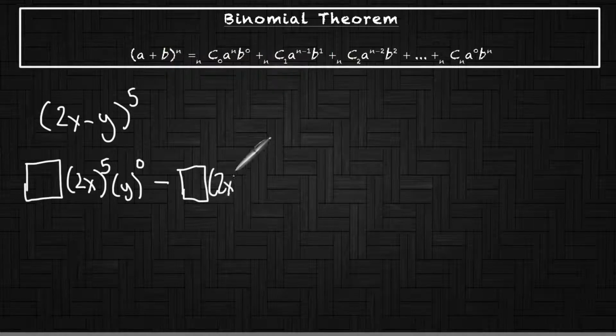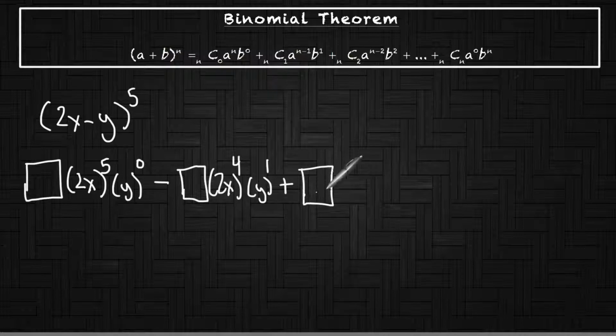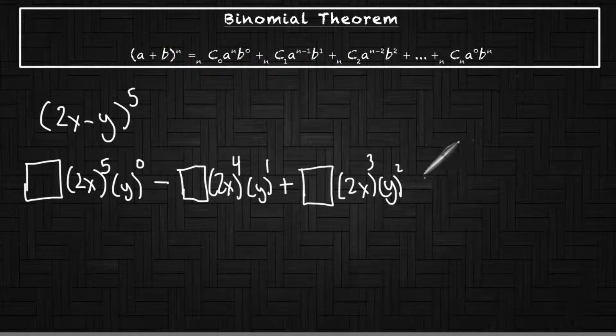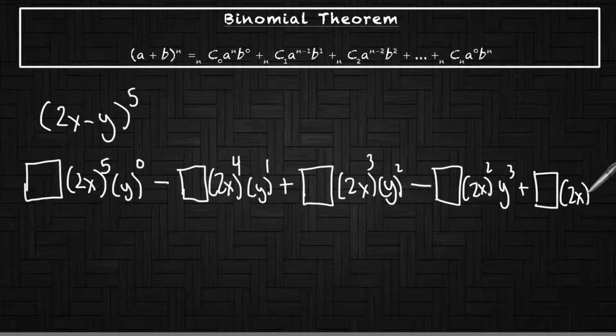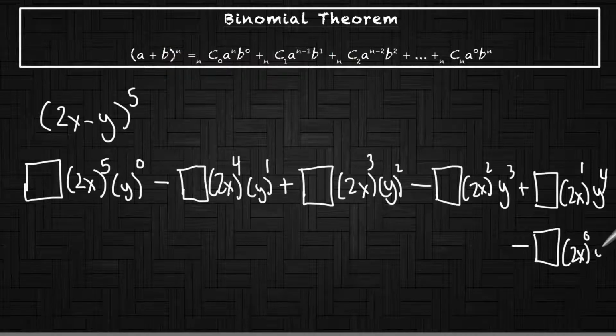And then we're going to have (2x) to the 4th. Make sure you put the 2x in parentheses. You'll see why in a moment. And then y to the 1st. Notice my exponents are adding up to 5. And then I'm going to alternate. I'm going to make this plus, and then another box. And you will see why we're doing the boxes in just a second, so just hold off. (2x) to the 3rd, and then y squared. And then we need to alternate terms. So it's going to be a minus, and then (2x) squared, y cubed, and then plus another box. And that's going to be (2x) to the 1st, y to the 4th, and then we're going to alternate and make it negative with another box, and then that's going to be (2x) to the 0, y to the 5th.